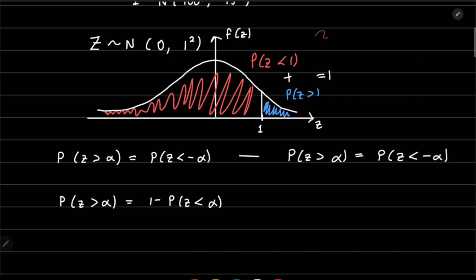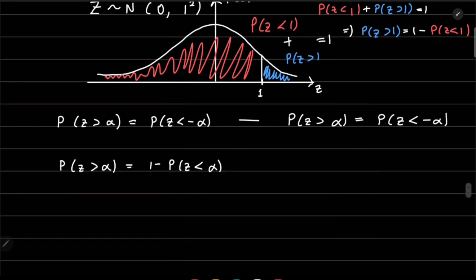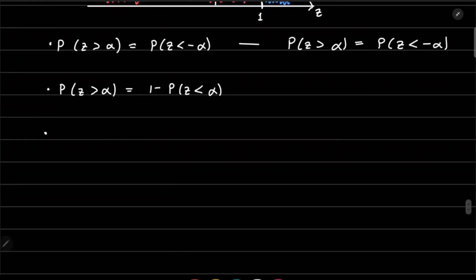If I look at this case over here, if I add them both up, I get 1. So the probability of z less than 1 plus the probability of z greater than 1 is 1. I can make either one of them the subject. If I make the blue one the subject, I get the probability of z greater than 1 equal to 1 minus the probability of z less than 1. So this is another formula for the standard normal distribution. We can use both of these formulas to find another one.